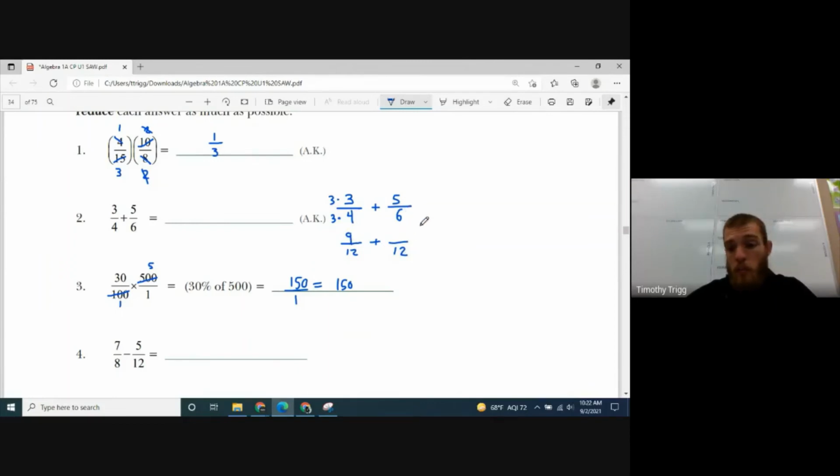Similarly, 6 times what gives me 12? Well, 6 times 2 gives me 12. So I need to multiply the numerator also by 2. That gives me 10/12. Now we could add the two fractions together because they have the same denominator. Do not add the denominators, just carry it along. The 12ths just get carried along, but you add the numerators. So this would be 19/12.